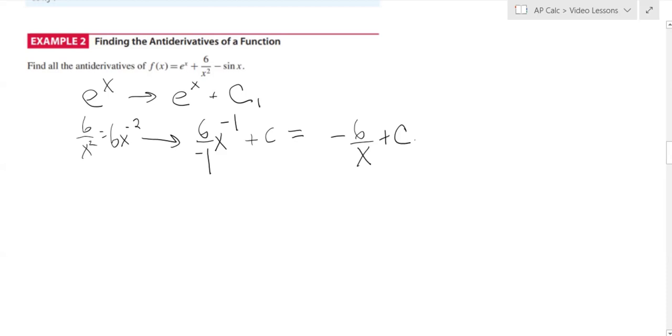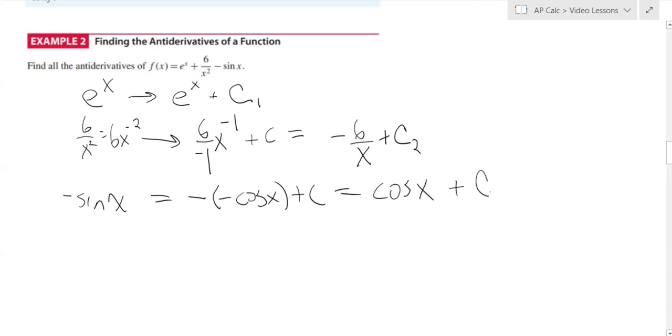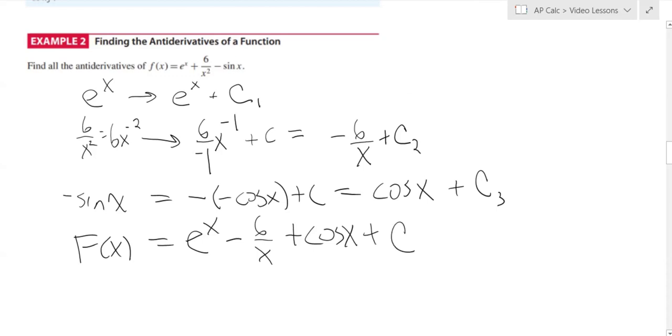I'll call this c1, this c2. And then the last term is negative sine x. And the antiderivative of sine is negative cosine. So it's minus negative cosine plus c, which would be just cosine x plus, we'll call that c3. So now if I put it all together, here's what we have. Capital F of x would just equal e to the x minus 6 over x plus cosine x plus c.